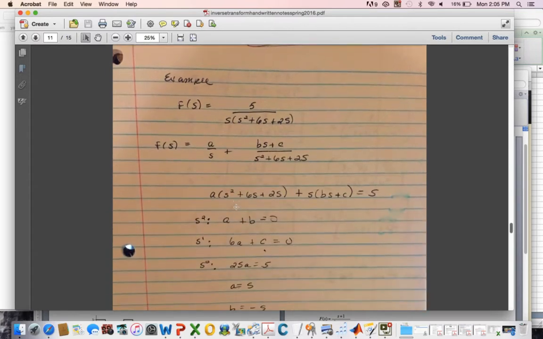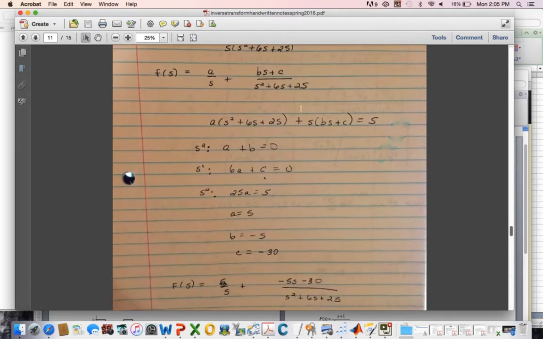Here's another example where I have that same kind of denominator, but I also have this s term. So now I need to express that as something over s and something over that denominator. If you have a quadratic that will not factor, when you do your partial fraction expansion, you have to have a bs plus c in the numerator. The reason for that is you're not going to factor this. So in general, you could have an s term in the numerator.